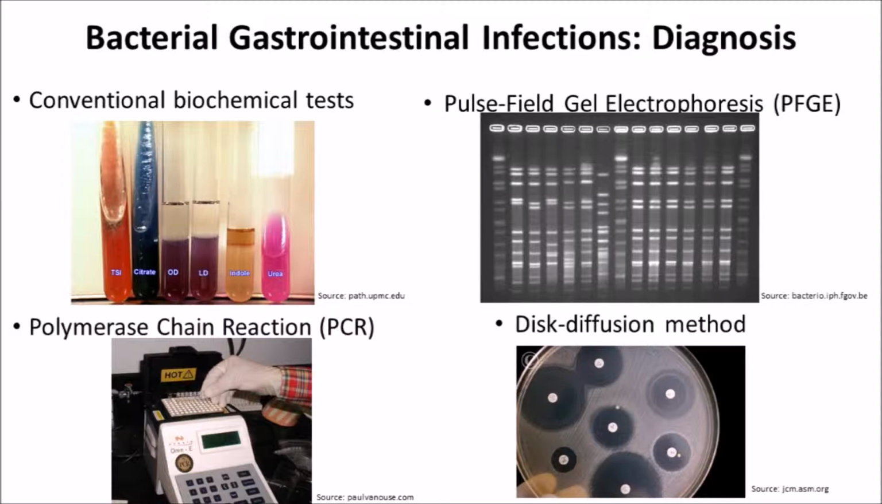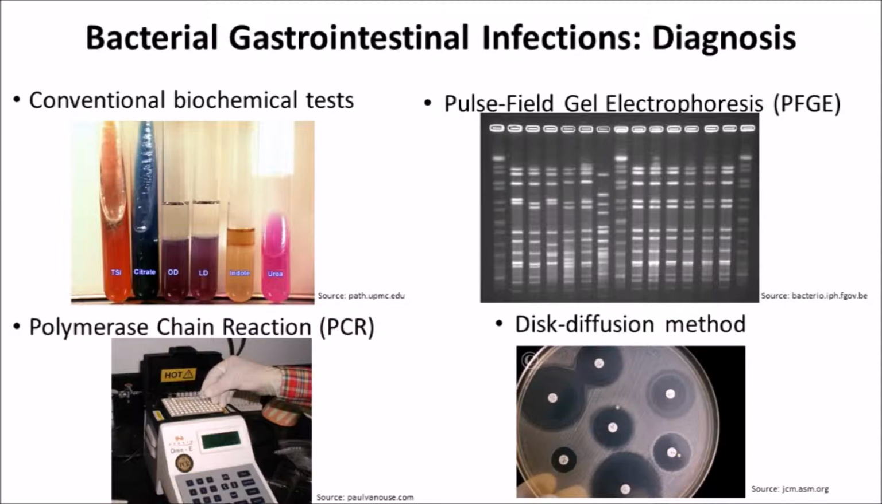PCR would produce a more concrete confirmation, as the genetic information is obtained. Other than that, pulsed-field gel electrophoresis or PFGE can be used to determine the genetic relatedness of the bacterial isolates. This is helpful to determine if one outbreak is related to another outbreak, or where the source of the bacteria is from. A disk diffusion method can be used to know the level of antibiotic resistance of the organism.